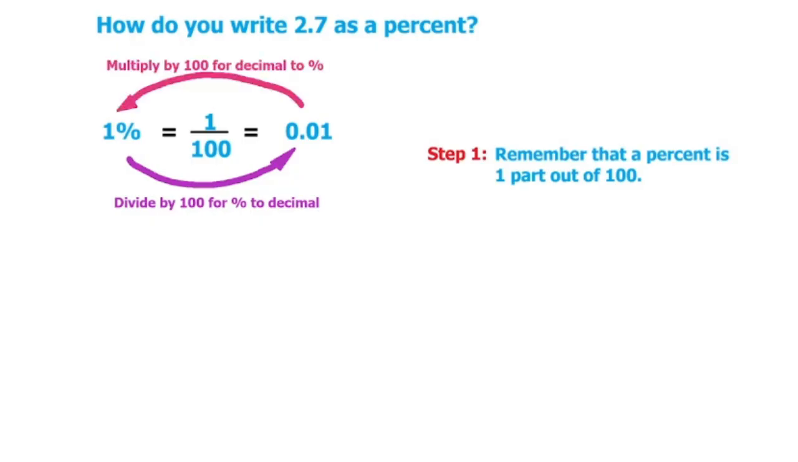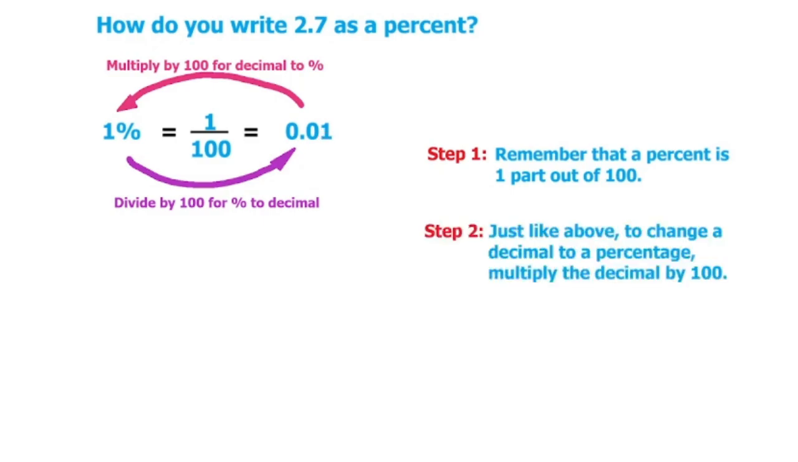It looks like this. So when you're going from a decimal to a percent, you multiply by 100. Okay? So when you multiply by 100, you move the decimal over this way, 1, 2, and you're left with 1%. Okay? So step 2, just like above, to change a decimal to a percentage, multiply the decimal by 100.